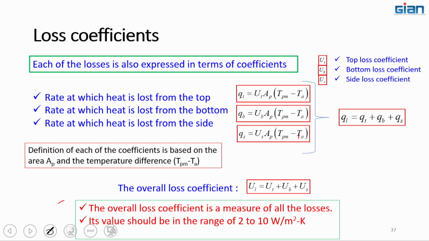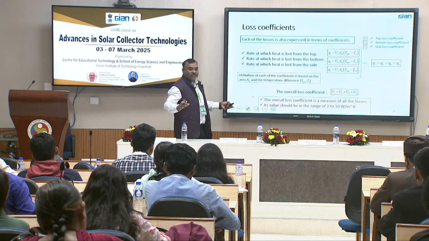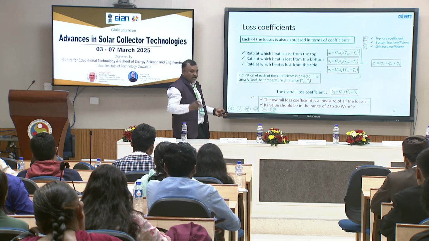If this value falls between 2 and 10 watt per meter square Kelvin, then your design is okay, and if it is very close to 2, then you can say you have done a very good design, and if it is more than that, your design is somewhat not good. So this is a set point: if the value is in between, then you are done, because you need to do a lot of calculations. I will show that in the tutorial part.